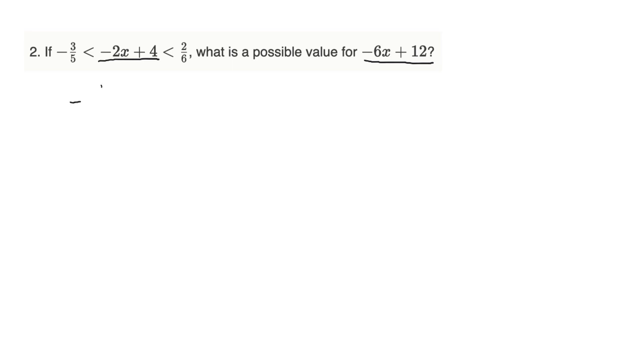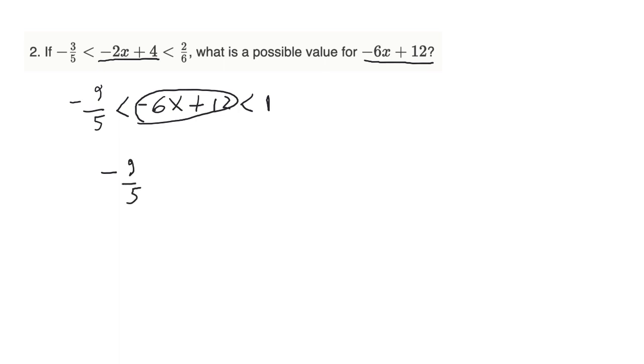So we can get negative 9 over 5 is less than negative 6x plus 12, which is less than 6 over 6, which is just 1. So at this point, we can just see that a possible value for this whole thing is anything that lies between negative 9/5 and 1. So this is the final answer right here.